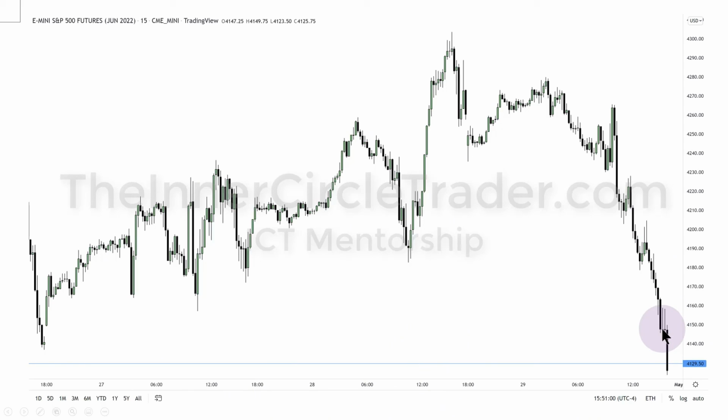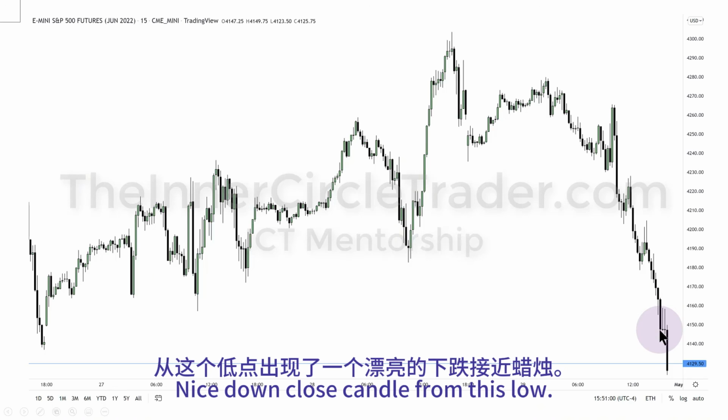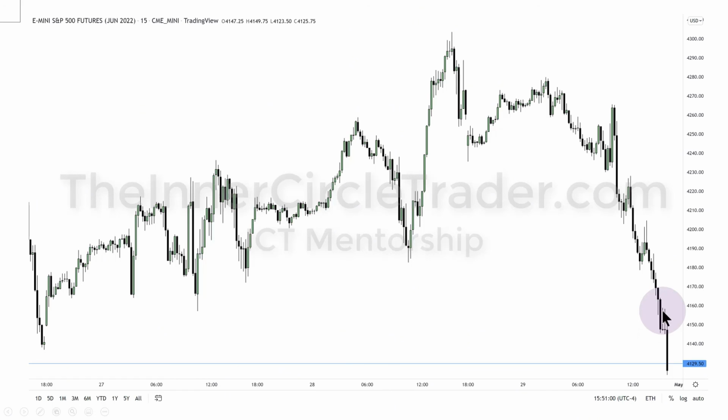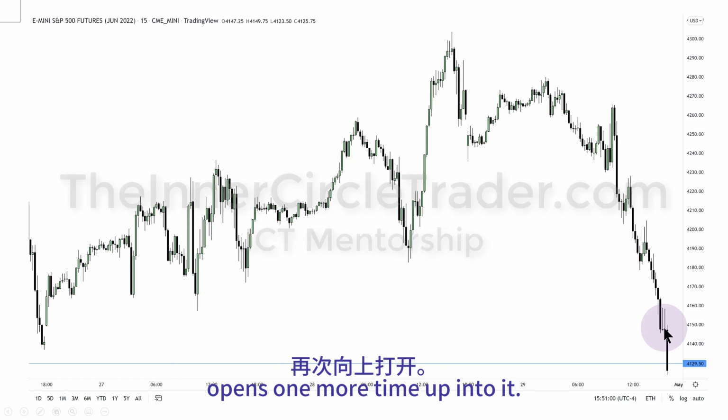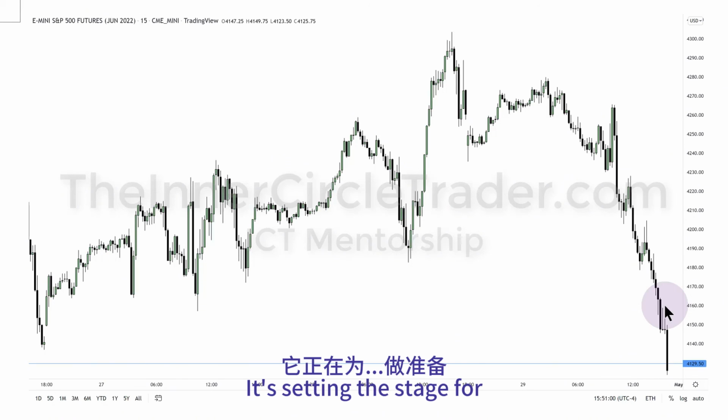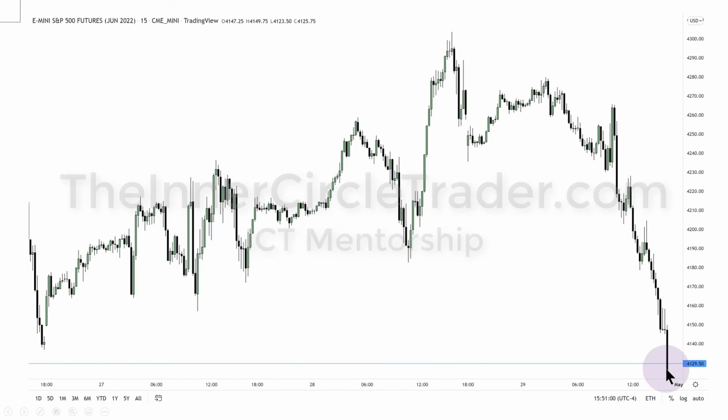Same thing here. Nice down close candle. From this low, the next candle we open, immediate rebalance. Next one here, opens, one more time up into it. Why is it doing that? It's setting the stage for a nice plunge, a nasty plunge, okay?